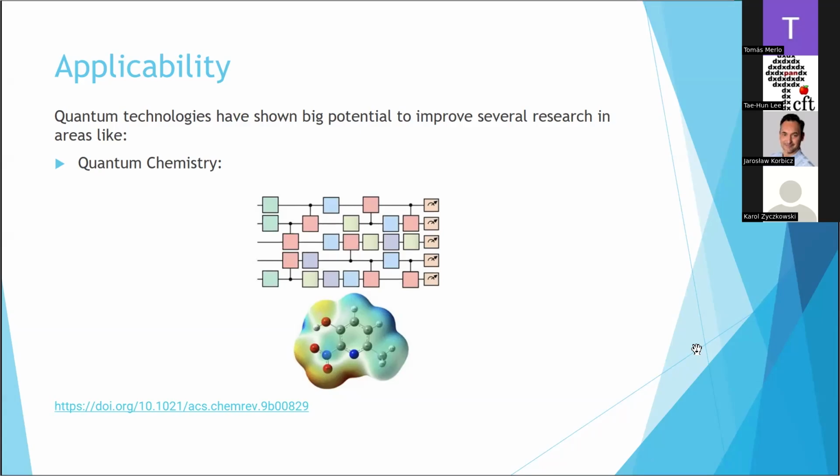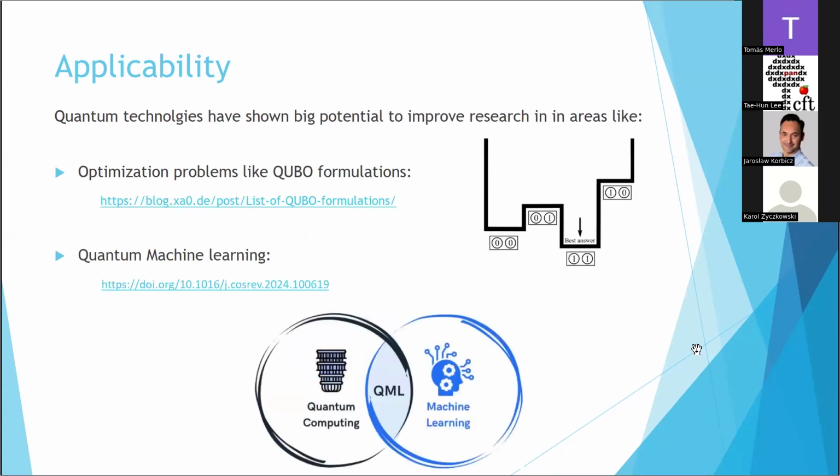Also, we can use quantum devices to solve some optimization and combinatorial problems like QUBO problems, quadratic unconstrained binary optimization formulations, in which we can use quantum devices like quantum annealers to minimize some functions, and we find the optimal solution in a way that works quicker than the classical approximations for these problems.